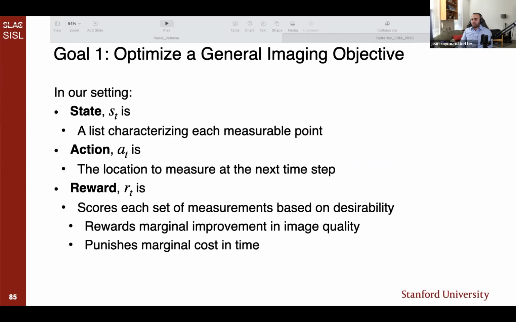All right. So again, how do we optimize the general imaging objective? We're using the foundational idea that underpins this entire presentation, which is that we're combining reinforcement learning with adaptive sampling. And so in this setting, our state is going to be a list characterizing each measurable point. So this is just a way of summarizing all of the information we've gathered so far. And then the action is going to be choosing the discrete point to measure at. And then the reward is going to be the improvement in the image quality minus the cost and time.